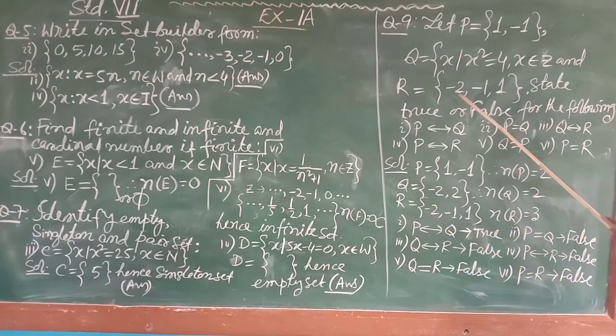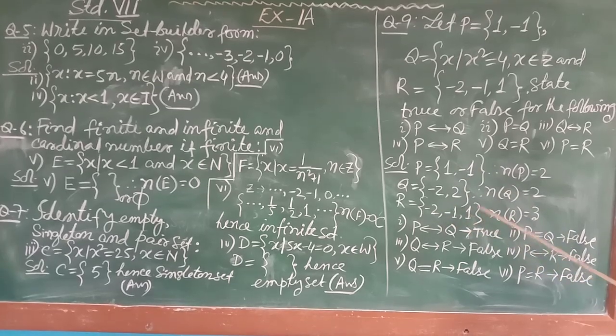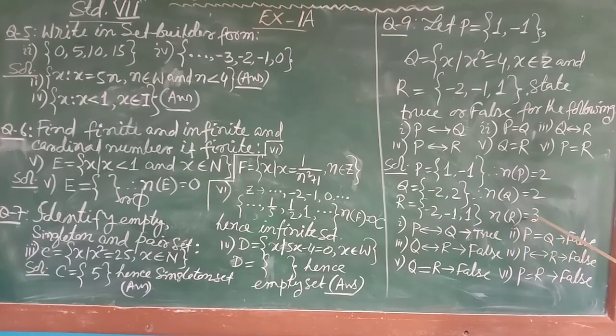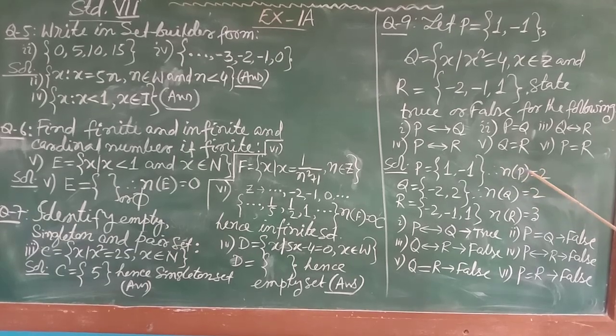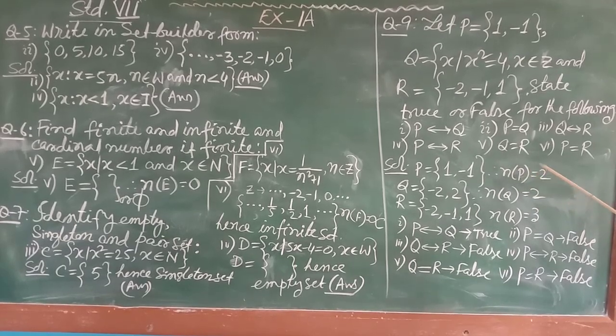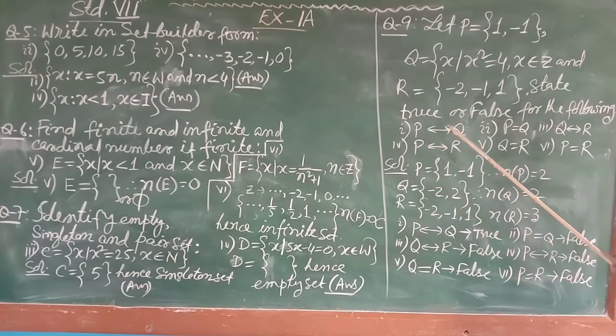R is the set given to you, with elements 1, 2, 3, so its cardinal number will be 3. n(R) will be 3. How will you write the cardinal number? Small n within simple brackets, the set name, equal to the number, but no curly brackets. Cardinal number is not a set. A set is written in curly brackets, but not a cardinal number.